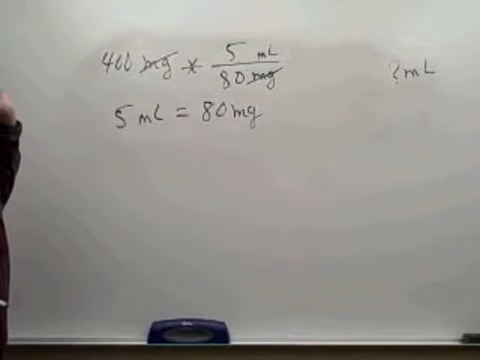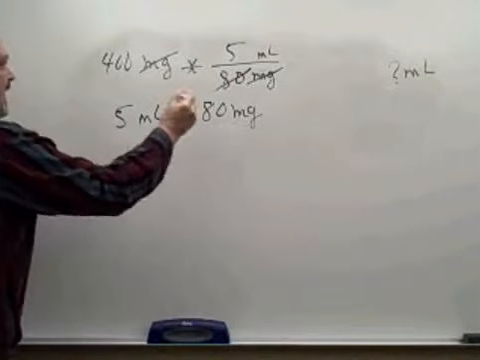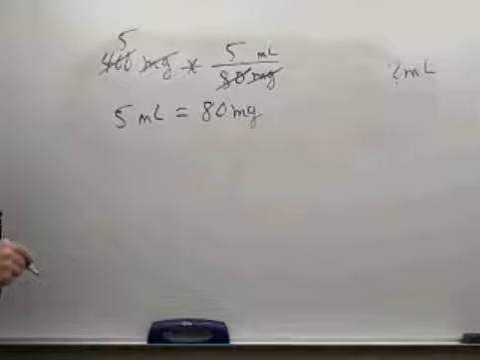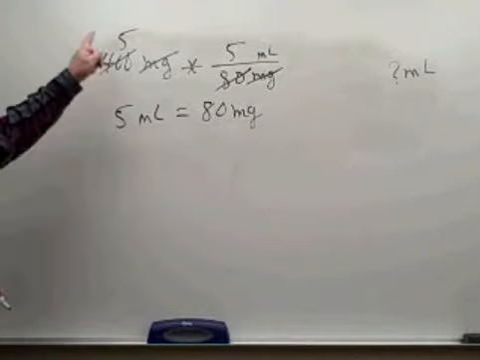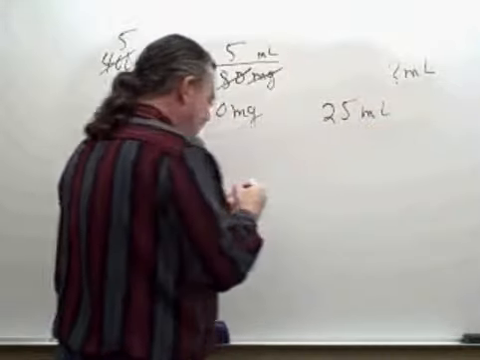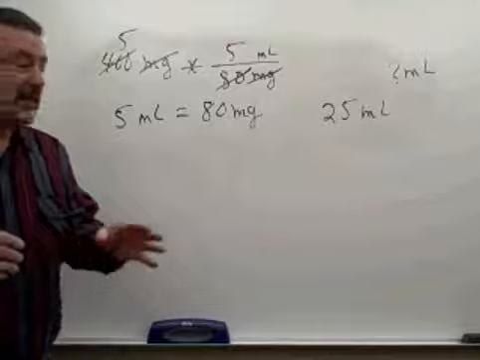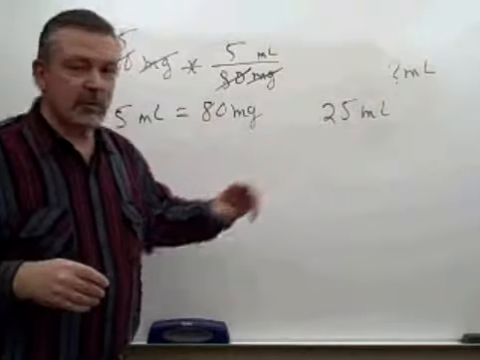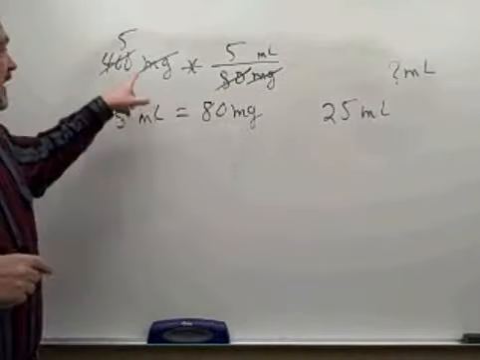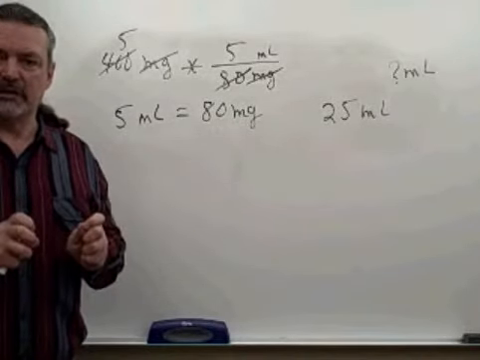We do the arithmetic. Well, let's see. The numbers were chosen nicely here. 80 goes into 400 5 times, doesn't it? And what's left? 5 times 5 is 25. So if the cimetidine was coming in a liquid form, we would want to give the patient 25 milliliters of that liquid to make sure they were going to receive the 400 milligrams of the drug.